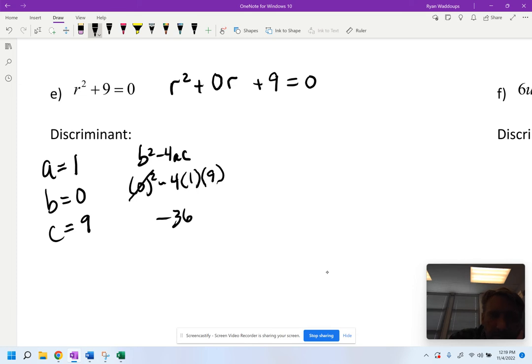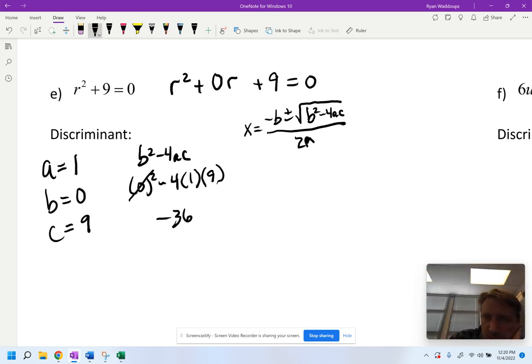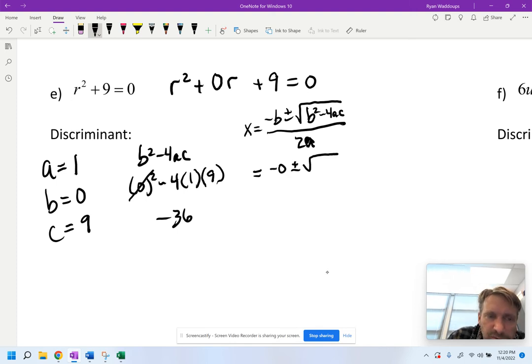And so in our quadratic formula, let's go over this again. X equals negative b plus or minus the square root of b squared minus 4ac all over 2a. Okay, x equals, so negative b, negative 0, doesn't change anything really, plus or minus the square root of negative 36. And this is all over 2a, or 2 times 1.